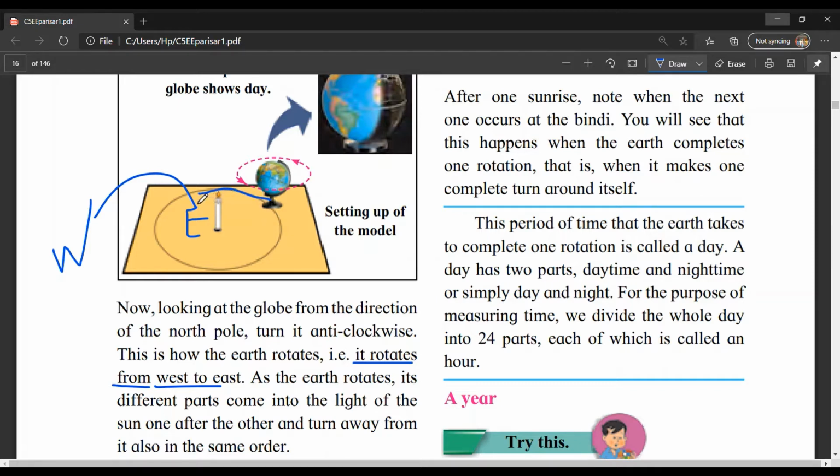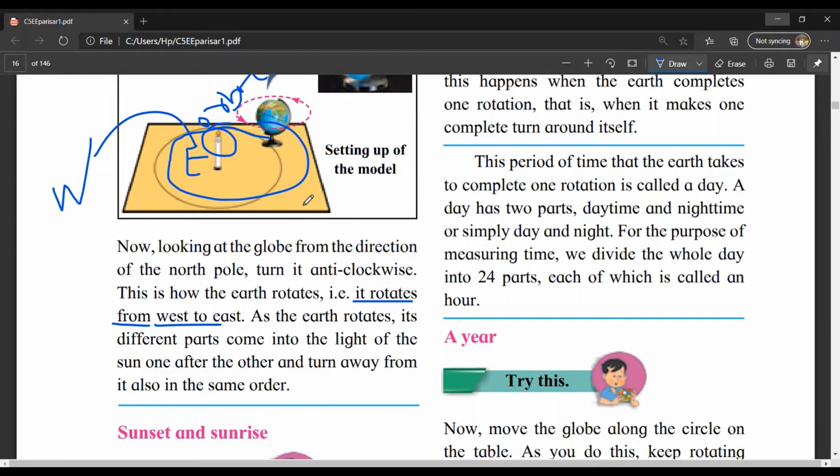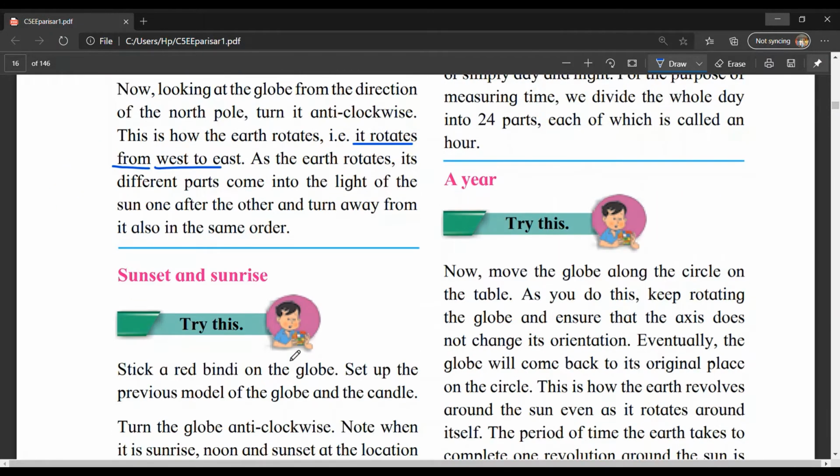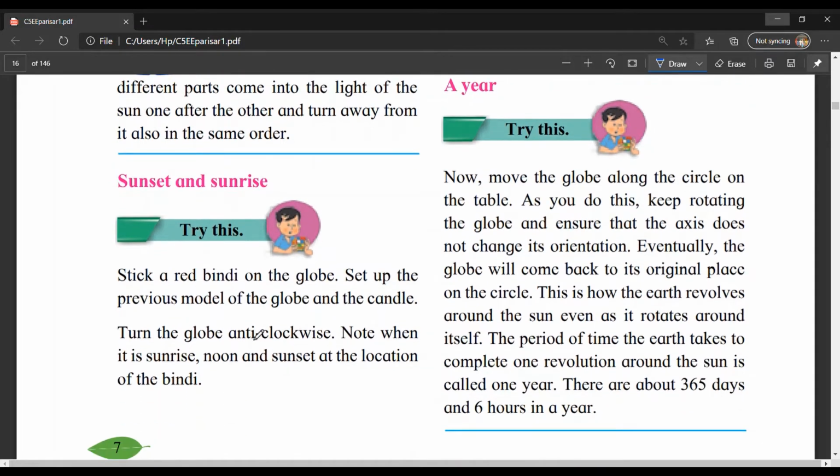In the last chapter I told you this is the orbit. Yesterday I explained it to you, and the next thing we have to learn is this: this is the sun, the light. The candle which is placed in between the circle is called the sun. So now we will see what sunrise and sunset are.